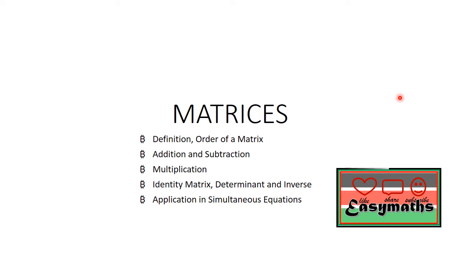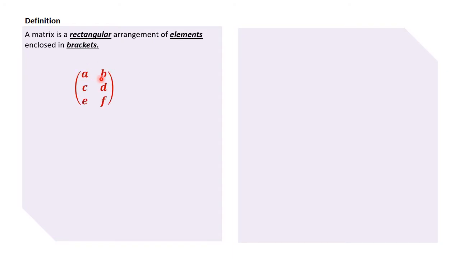At this point, let's turn now to the definition and order of a matrix. Now, a matrix is normally a rectangular arrangement of elements enclosed in brackets. For example, we have the matrix A, B, C, D, E, F down here. Those ones are elements. They are arranged in some rectangular arrangement and they're enclosed in brackets.